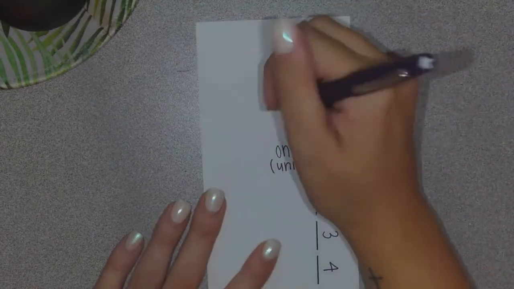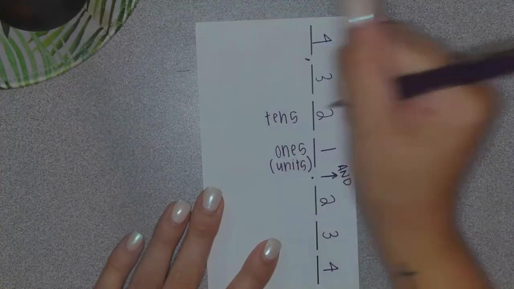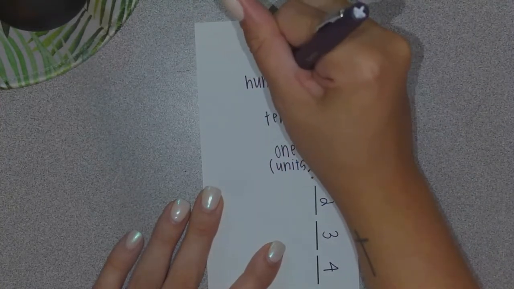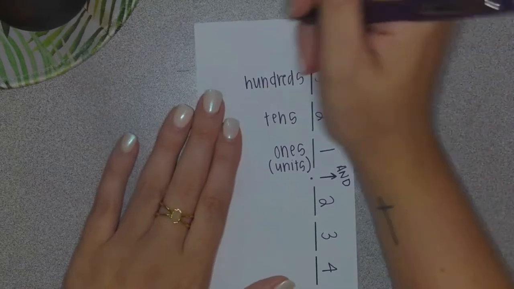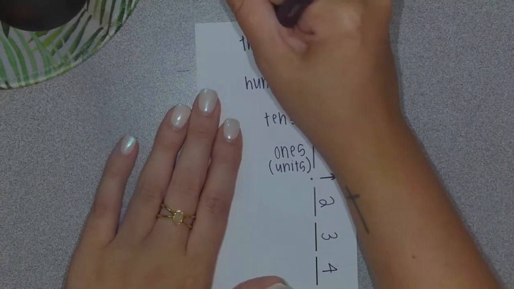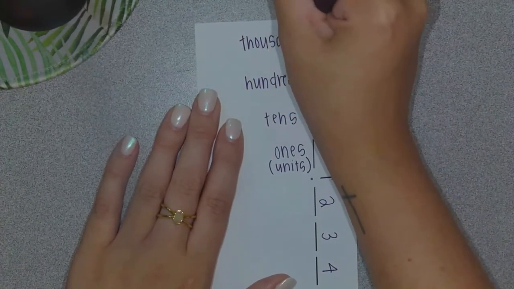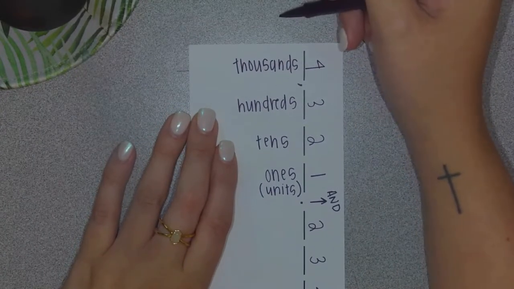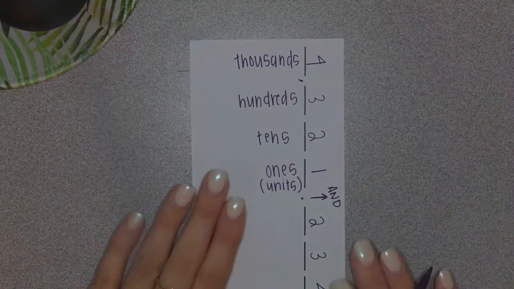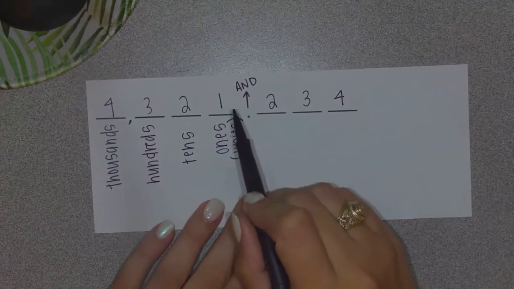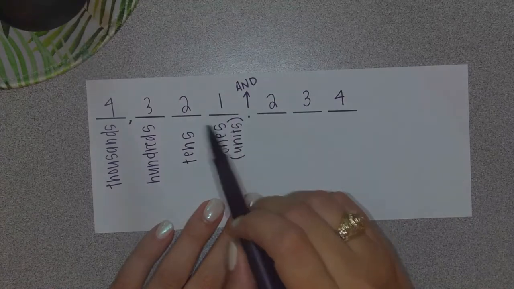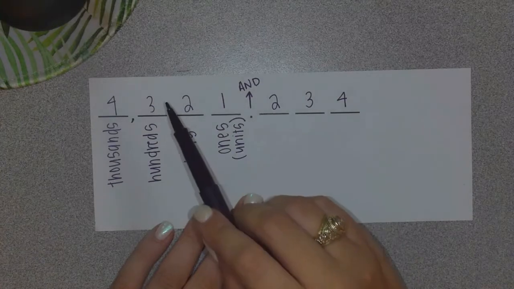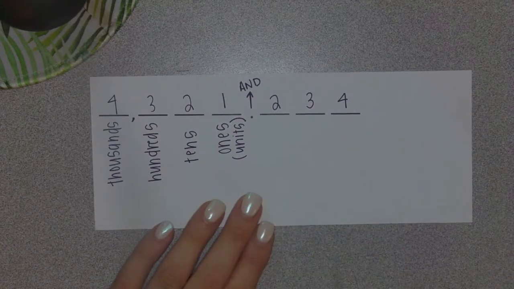To the left of the ones, this is our tens. To the left of the tens are the hundreds. And to the left of the hundreds are the thousands. Now, if I were to keep going, what would come next would be the 10,000s, then the 100,000s, then the millions. But we're just going to stop at thousands for right now. Okay, so again, if I'm looking at my number, the location of the 1 is in the ones. The location of the 2 is in the tens. The place of the 3 is in the hundreds. Remember that place means location.